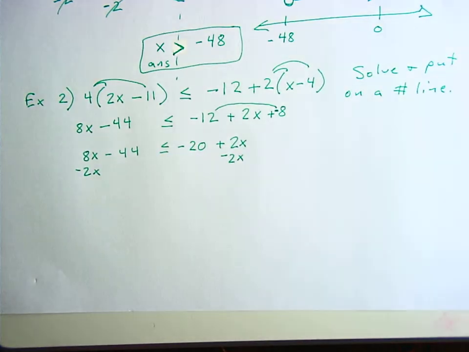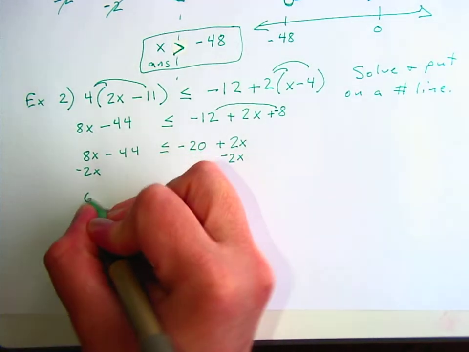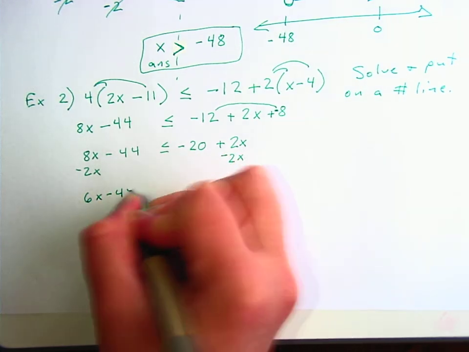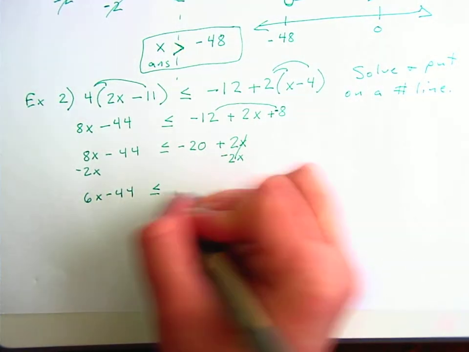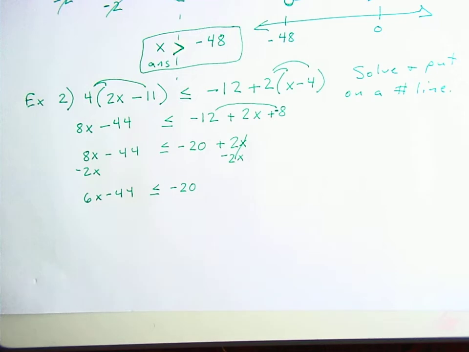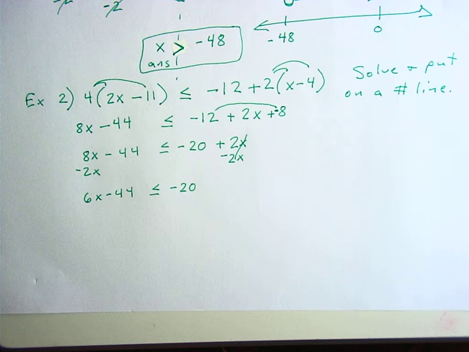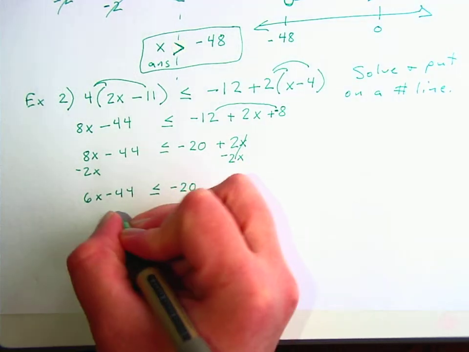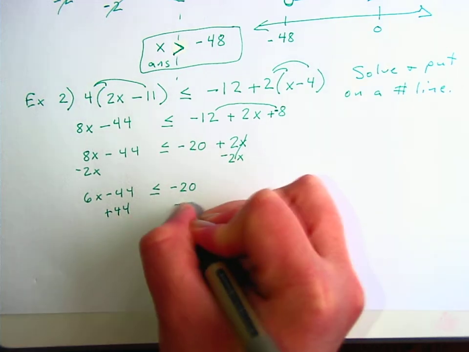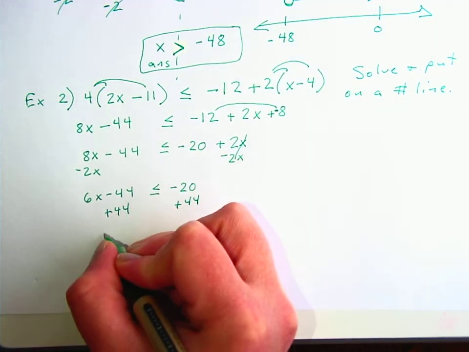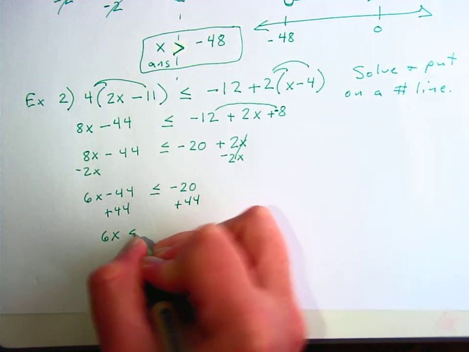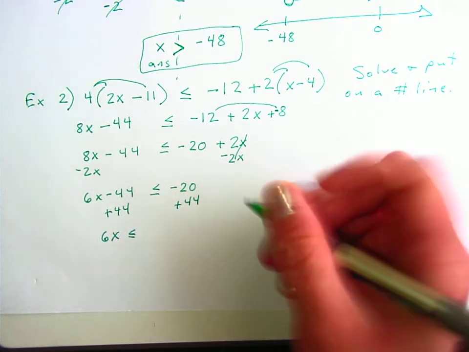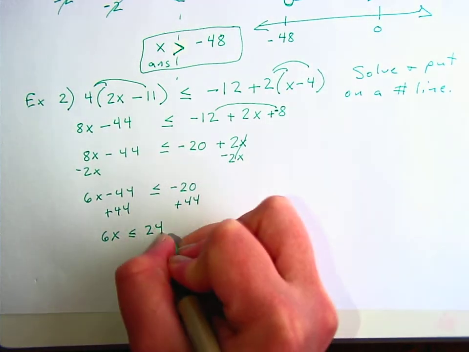So I'm going to subtract 2x from both sides, which gives me 6x over here, minus 44. Over here they canceled out, so I get less than or equal to negative 20. Now I did subtract 2x, so that makes you think maybe I should switch my sign, but it's just subtraction. It's not multiplying or dividing by a negative number, so I can leave it alone for now. And then to get 44 on the other side, I'm going to add 44, which makes 6x is less than or equal to, let's see, negative 20 plus positive 44 makes positive 24.